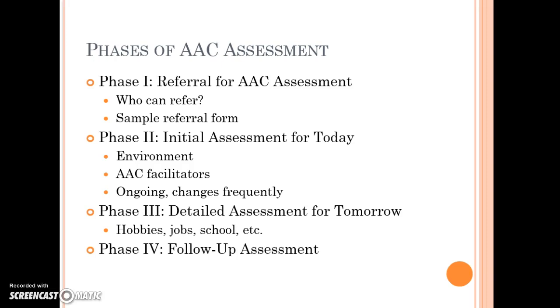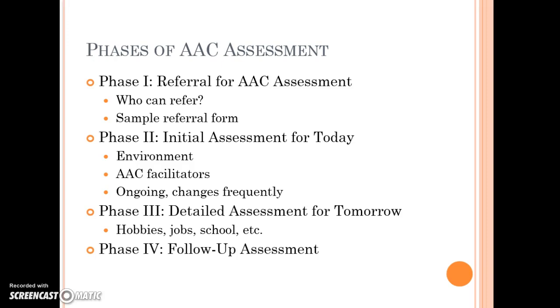And then you need to think about the ongoing changes that frequently happen. What if there's a fire drill at school? What if the person misses the bus? Things like that. What kind of vocabulary do they need to be successful for today? Phase 3 looks at what kind of AAC and vocabulary and whatnot do they need to be successful for tomorrow.